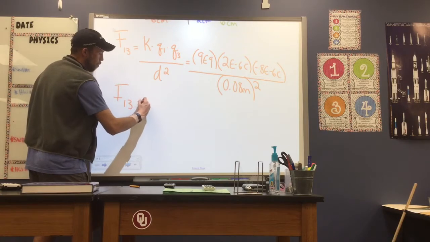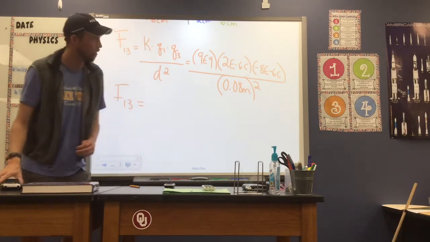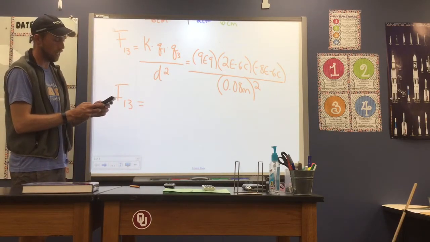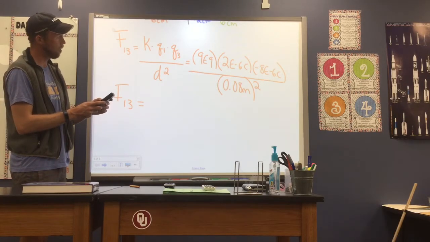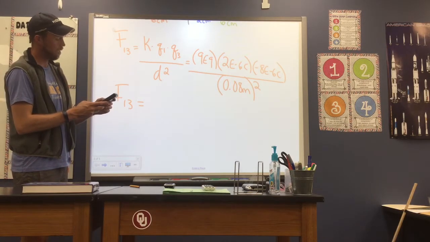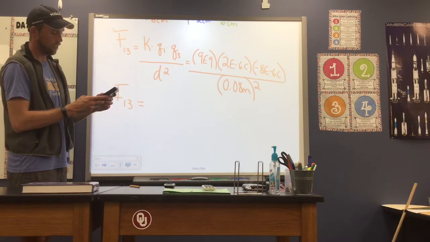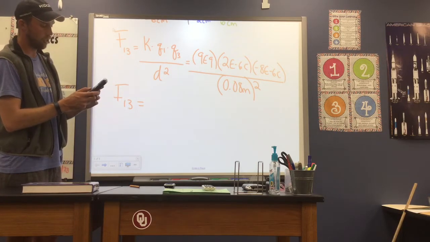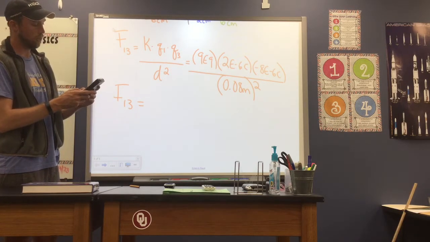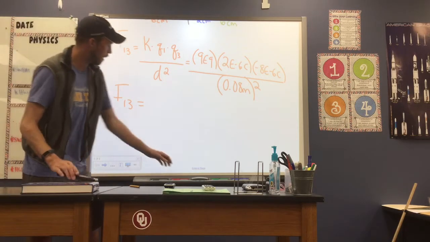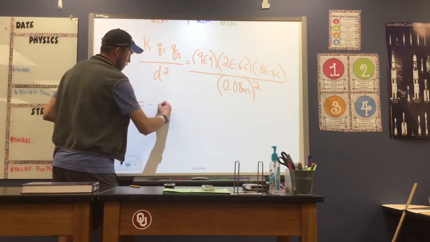So force from 1 on 3, we plug in and do a little bit of solving mathematically here. 9e to the 9th, 2e to the negative 6th, negative 8e to the negative 6th. Then we divide all of that by 0.08 squared. I'm going to get something that looks like negative 22.5.